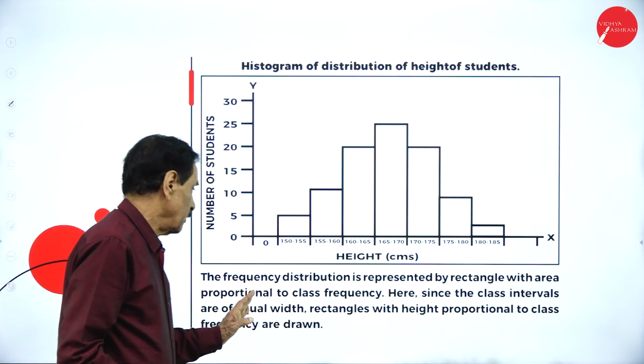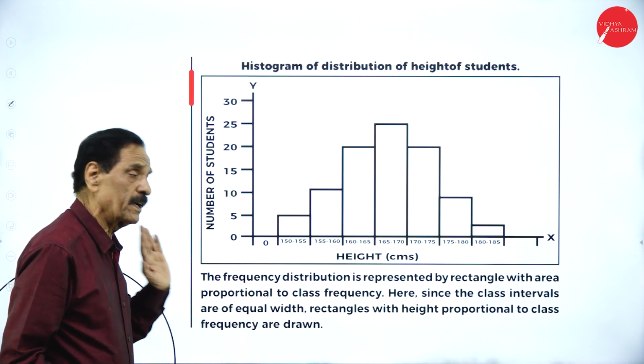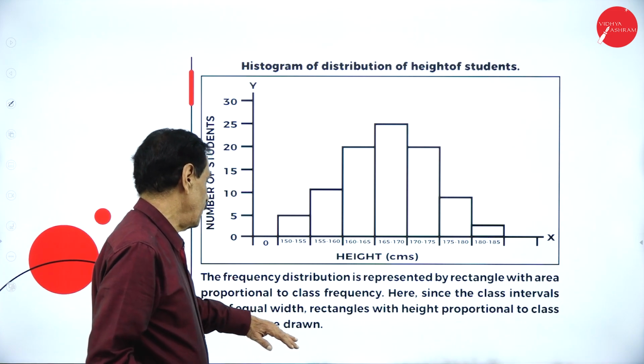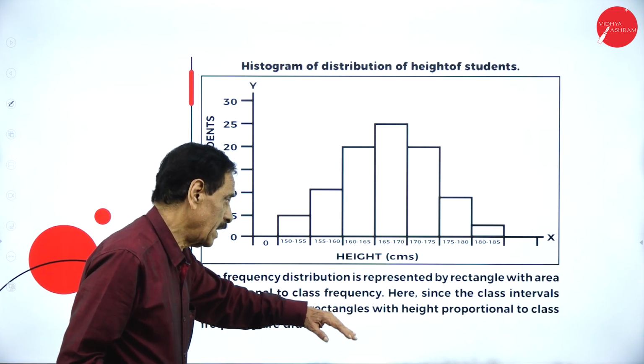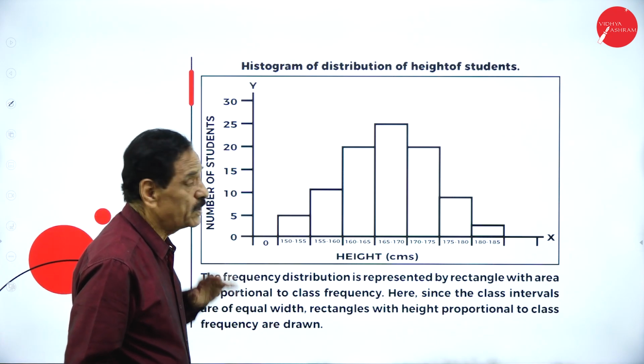So this is the frequency distribution represented by rectangles with an area proportional to class frequency. Here, since the class intervals are of equal width, the rectangles have heights proportional to class frequency. Easy. Five easy answers now.